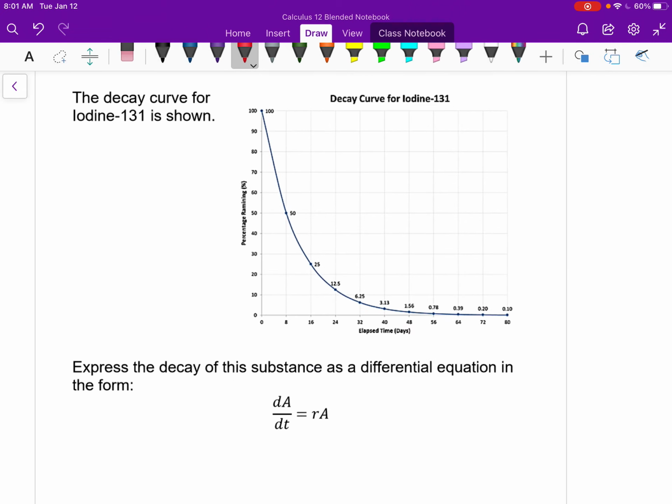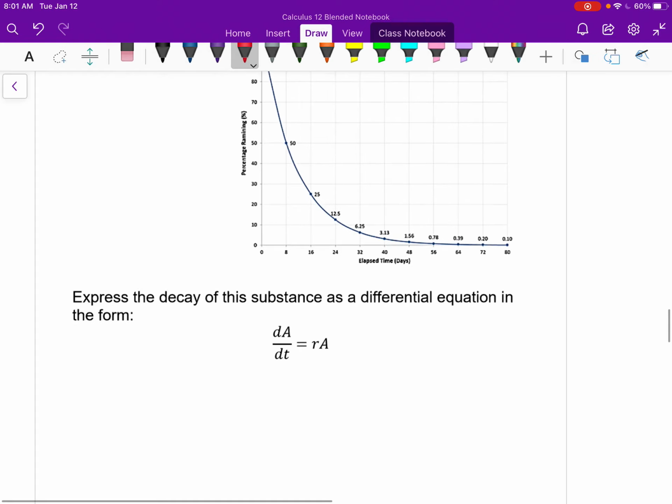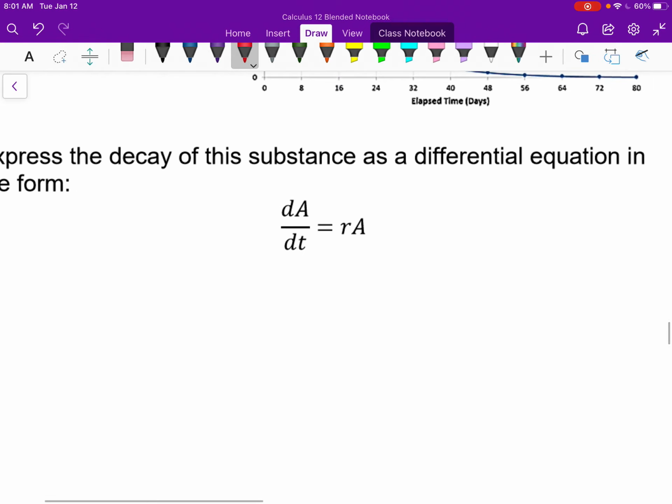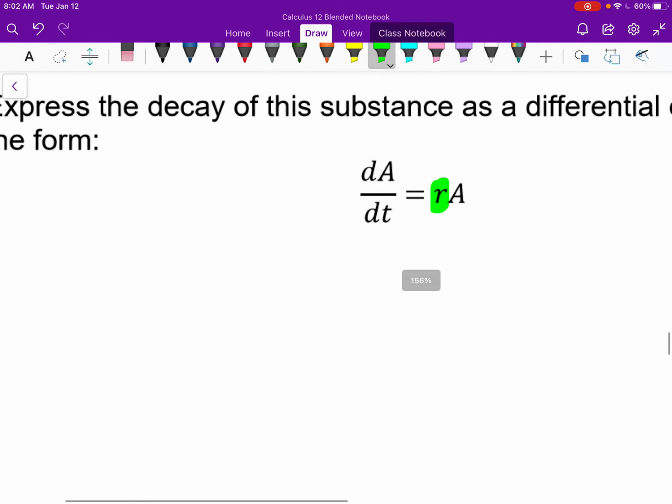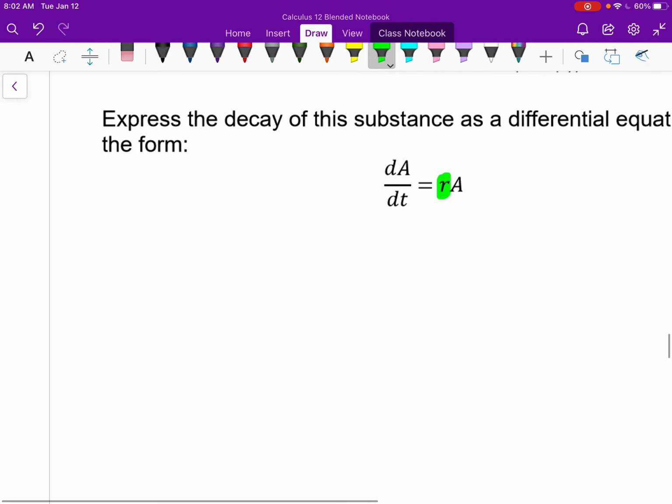The first question is, I want to express the decay of this substance as a differential equation in this form. All I don't know here, what I need to figure out, is r, the constant relative growth rate. So how on earth can I do that? Well, first let's write this in the other form. A equals A naught times e to the rt.